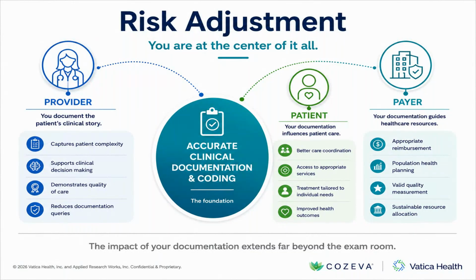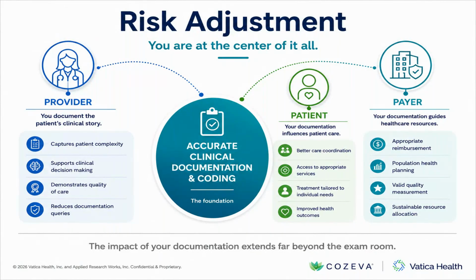Documentation and coding also drives risk adjustment scores. And these scores reflect the complexity of the patient's health status, and they help to determine the resources needed to care for that patient. Those resources support things like care management, medications, social support services, and preventative and chronic disease programs. Healthcare is under extreme financial pressure and regulatory scrutiny, so it makes accurate documentation more important than ever.